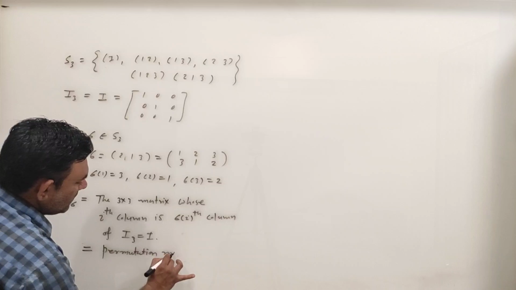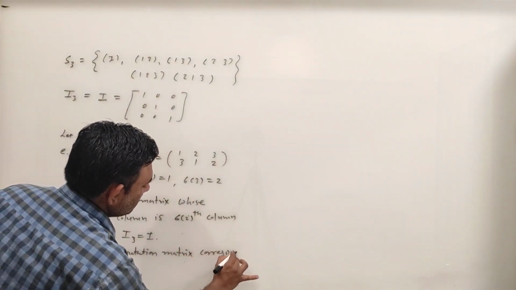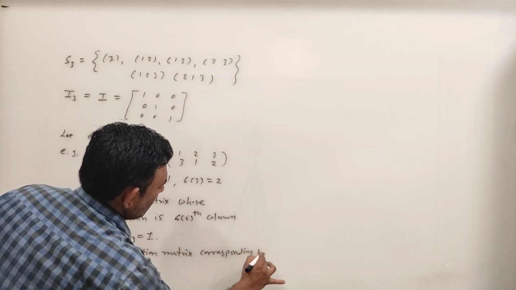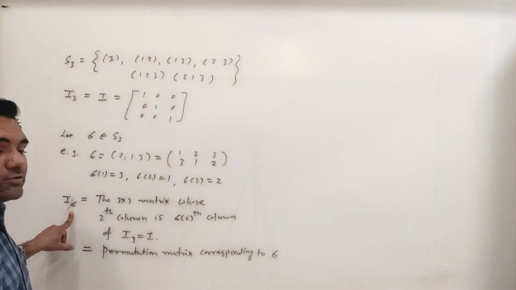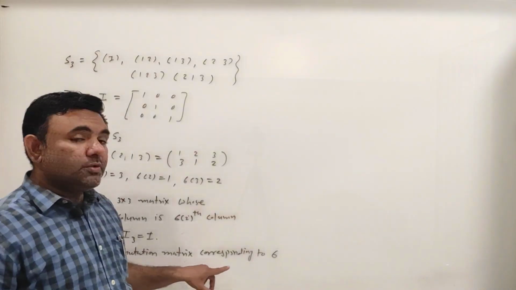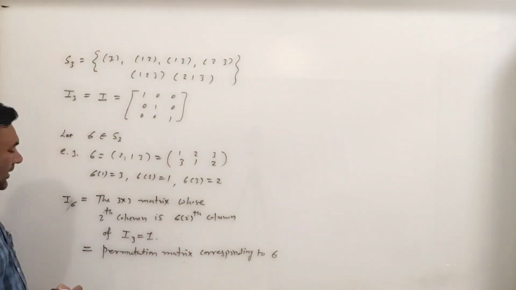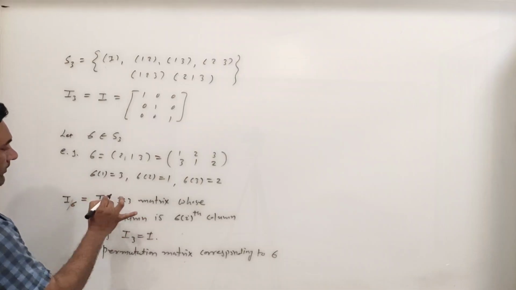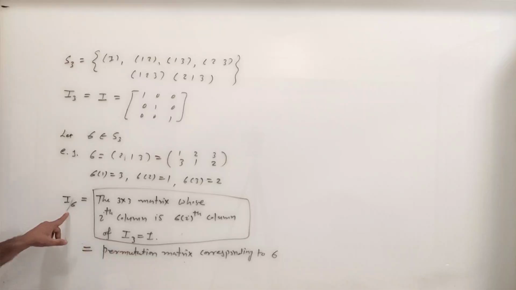Permutation matrix corresponding to sigma. The matrix that is formed with the help of this sigma is called the permutation matrix corresponding to sigma. And what do you mean by permutation matrix corresponding to sigma? It means this one. So let us try to see how this I sigma looks.